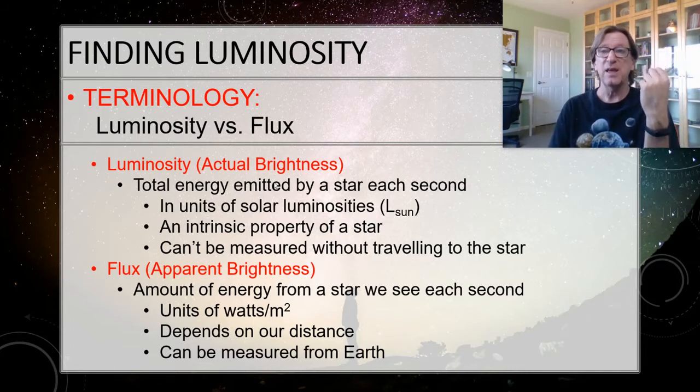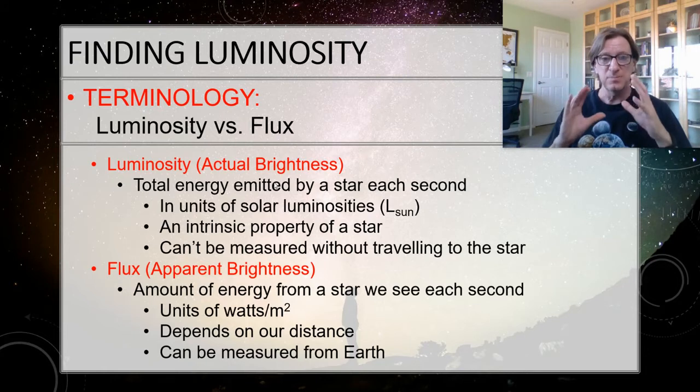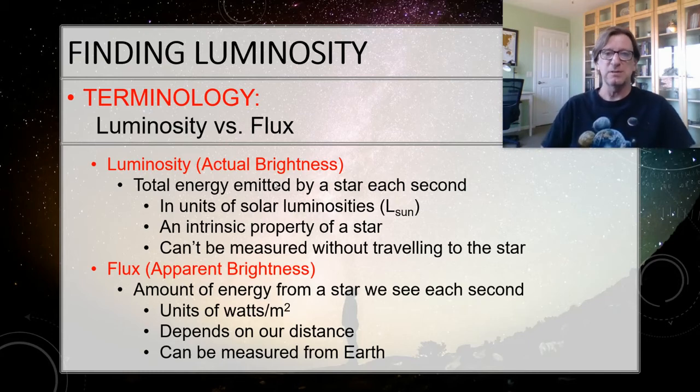If it's putting out half as much energy as the sun, that's half a solar luminosity, 0.5 solar luminosities. If it's putting out 10 times as much energy as the sun, it's 10 solar luminosities. So this is a nice, convenient measure. Sometimes we will have to use watts and we will have to convert back and forth between them. But for the most part, during this course, we're going to be talking about everything in solar luminosities.